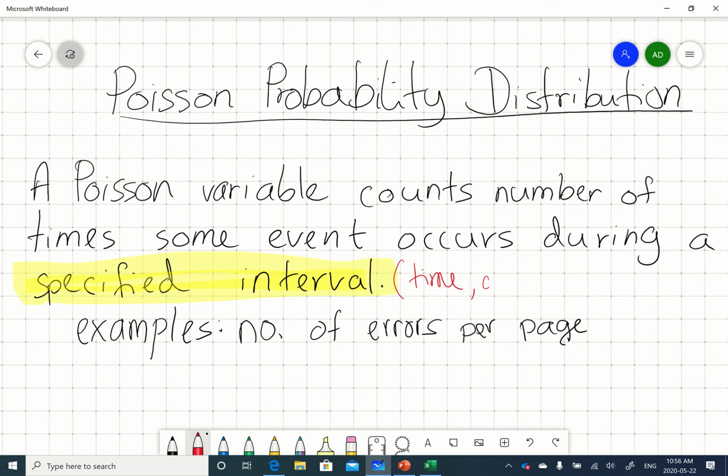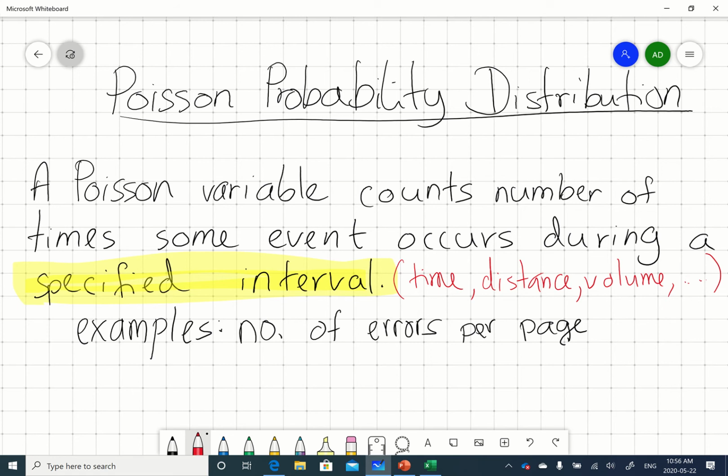It can be the distance, it can be the volume. Okay, so counting the number of successes for a particular interval. So that's the idea of a Poisson variable.